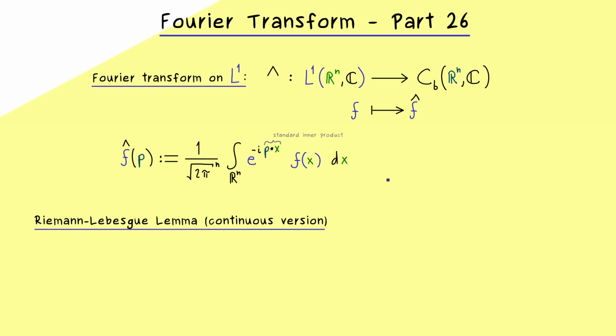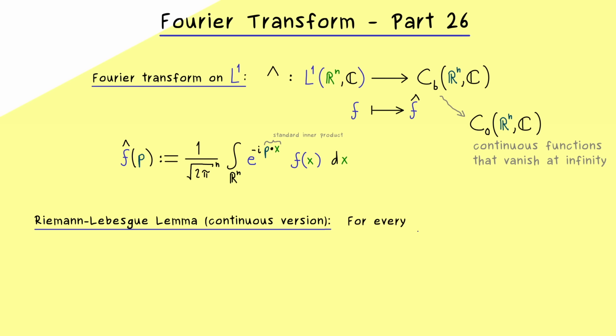Therefore, we are allowed to change this codomain to C with index 0. And this simply stands for the space of continuous functions that vanish at infinity. And the precise definition of that we can now formulate in the so-called Riemann-Lebesgue lemma. And I say that this is the continuous version because in part 22 we already had the Riemann-Lebesgue lemma for Fourier series. The statement is actually the same, but there it was about sequences in the output space instead of continuous functions. And now the statement here is quite short.